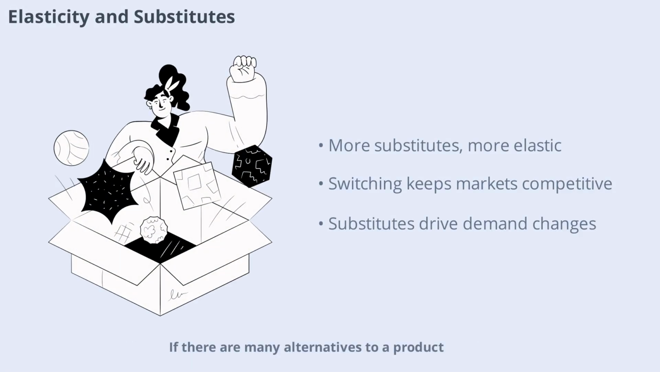If there are many alternatives to a product, consumers can easily switch when prices rise, making demand more elastic. For example, if the price of apples goes up, people might buy oranges instead. This flexibility keeps markets competitive and responsive.